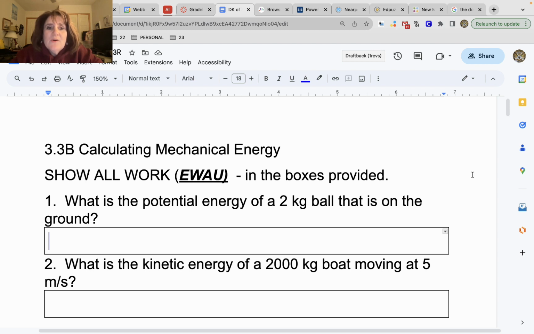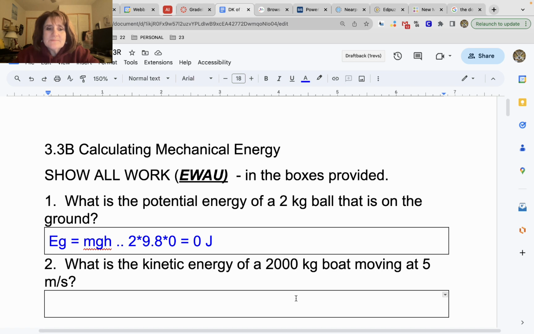Question 1. What is the potential energy of a 2 kilogram ball that is on the ground? Well, remember, potential energy is Eg equals mgh. The m is mass, 2. G is gravity, 9.8, and the height of the ground is 0. This means that there are 0 joules of Eg on the ground.